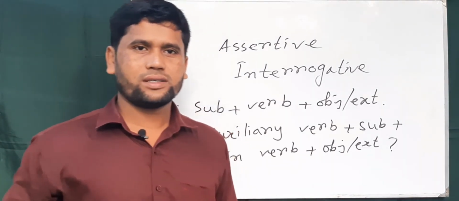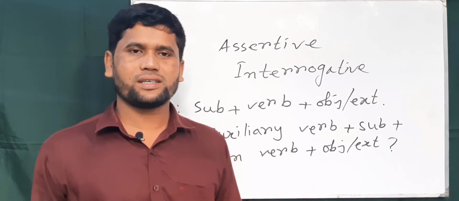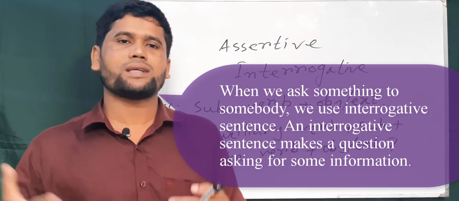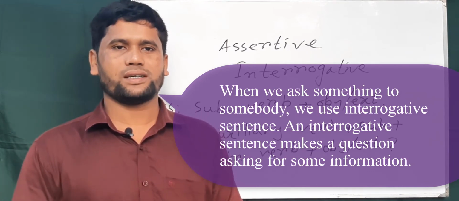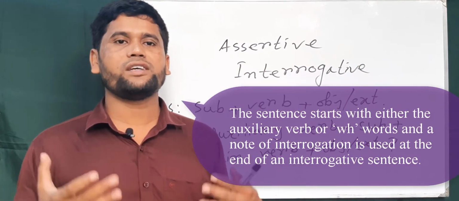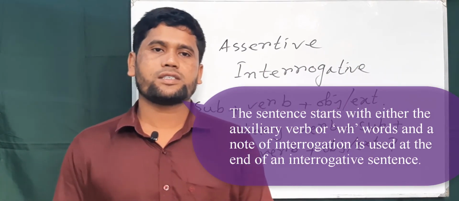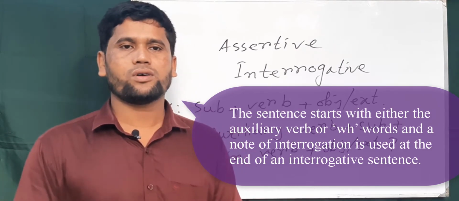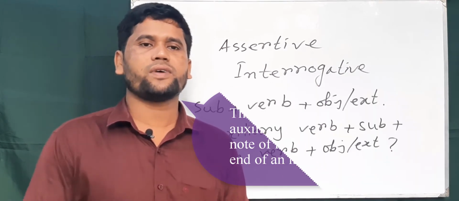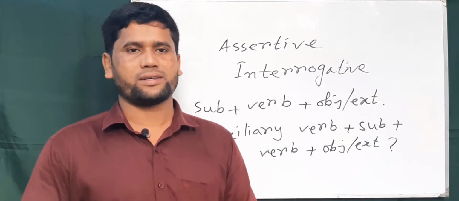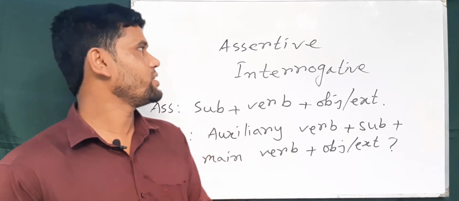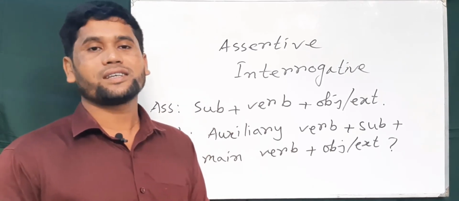So, my dear student, do you know what is an interrogative sentence? Okay. When we ask something to somebody, we use an interrogative sentence. An interrogative sentence makes a question asking for some information. The sentence starts with an auxiliary verb or sometimes with a WH word, and at the end we find an interrogation mark. Okay. So, let us start our today's topic, assertive sentence and interrogative sentence.